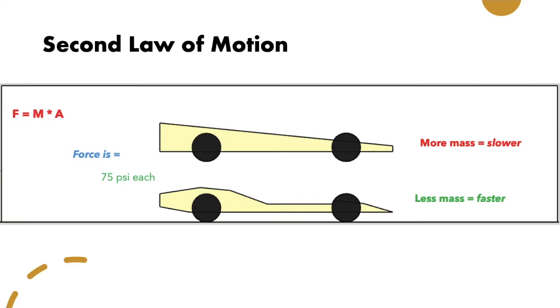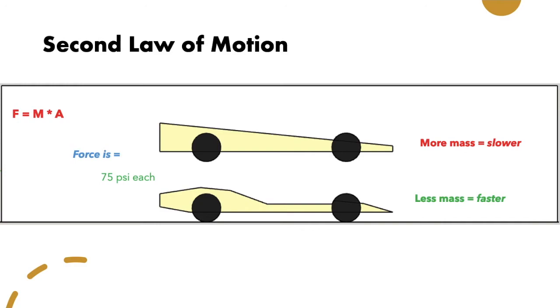That is because that 75 psi, that force on the lighter car, is doing less work to get it going. So more of that force can be used for just straight out speed and to carry that car down. It's much more efficient. On the heavier car that has more mass, that 75 pounds of force is being used just to get it moving. It doesn't have the chance to accelerate as quickly because more of that force is being used just to move the car. So that's the second law.